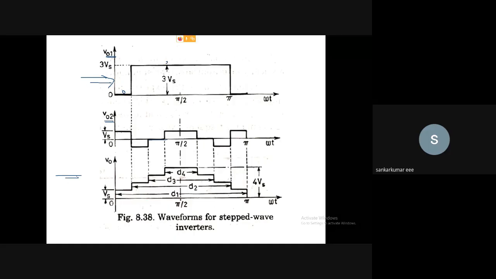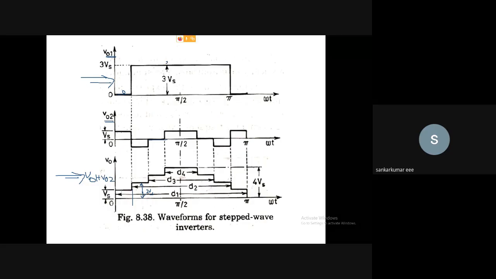And the overall output, that is V0, will be V01 plus V02. So for each instant we can find the magnitude of the overall output voltage V0. For the first time period we can calculate: here it is 0 and here it is Vs, so what will be its output? Vs. And for the second period, it is 3 Vs and minus Vs, so 3 Vs minus Vs, 2 Vs.